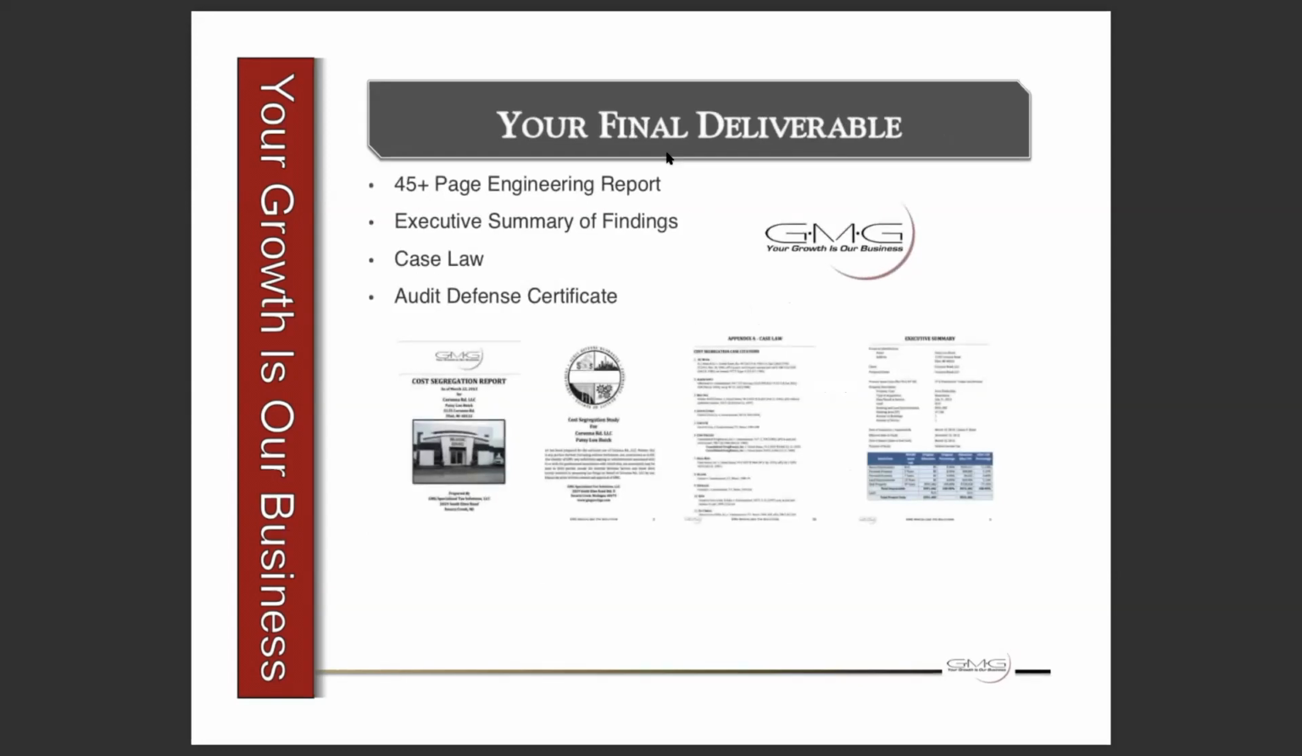The final deliverable for a cost segregation is about a 45-page engineering report. It's going to have the executive summary of all the findings. We follow all of the case law, so it's going to cite the case law in there as to why we moved which items into the shorter lives. They'll have the audit defense certificate in there, so if there's ever a question, they would just get a hold of us and we would take over from there.